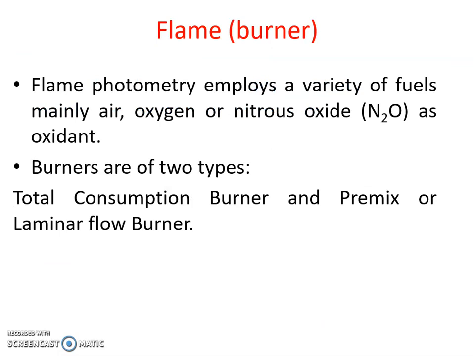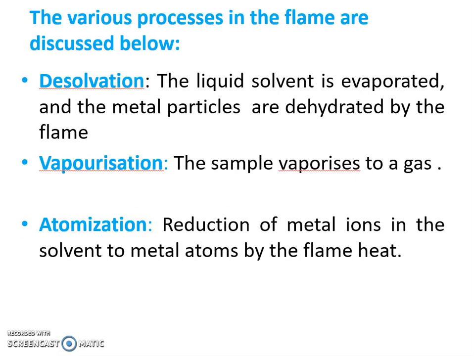Now what is flame? Flame photometry employs a variety of fuels, mainly with air, oxygen or nitrogen oxide as an oxidant. Burners are of two types: total consumption burner and premix or laminar flow burner. Now various processes in the flame are discussed here. Dissolution: the liquid solvent is evaporated and the metal particles are dehydrated by the flame. Vaporization: the sample vaporizes to a gas. Atomization: reduction of metal ion in the solvent to metal atom by the flame heat.